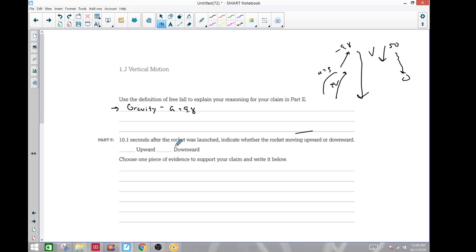At 10.1 seconds after the rocket was launched, indicate whether the rocket is moving upward or downward. Still going up. Choose one piece of evidence to support your claim. Well, the best one here might be the positive 50 velocity. That is what's causing you to go up. You're going up at that velocity. And the acceleration is not quite enough. Acceleration of negative 9.8, or you might say even negative 10. At that point, every second we lose 10.